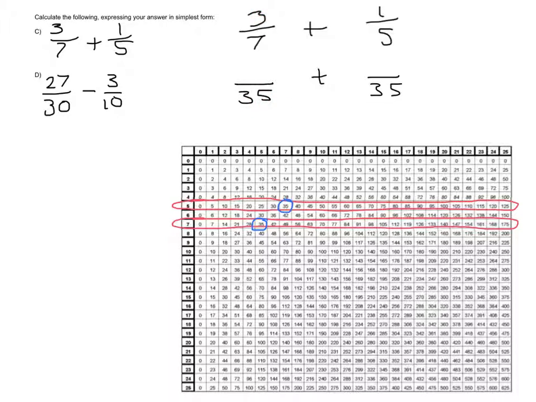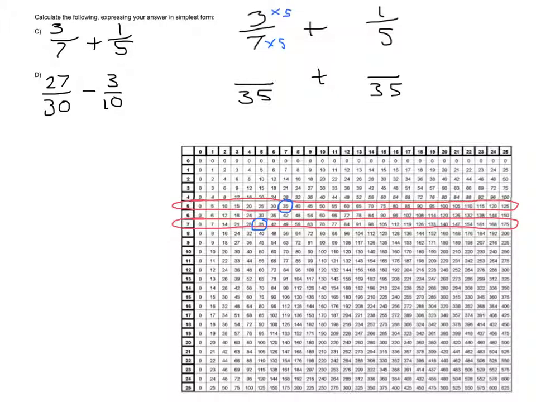Do we keep it the same? No. Remember, whatever we do to the denominator, we also do to the numerator. Now, we got this 35 here by multiplying 7 by 5. That's how we got 35. So, if we multiplied 7 times 5 to get 35, that means we also have to multiply the numerator. So we'll do that. 3 times 5.